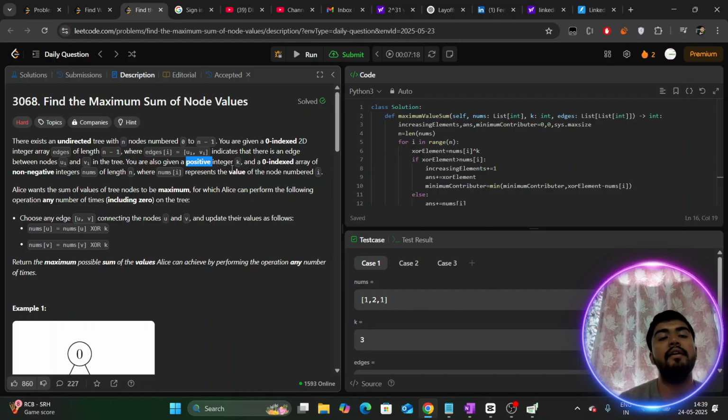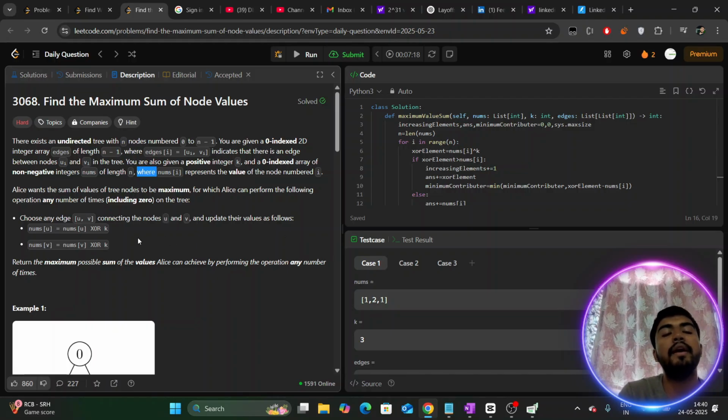So they have basically given a tree, or you can say a graph altogether, with its edges, and a non-negative integer array nums of length n, where nums[i] represents the value of the node numbered i. Now Alice wants the sum of the values of the tree nodes to be maximum, for which Alice can perform the following operation any number of times, including 0, on the tree: choose any edge connecting the nodes u and v, and update their values as follows.